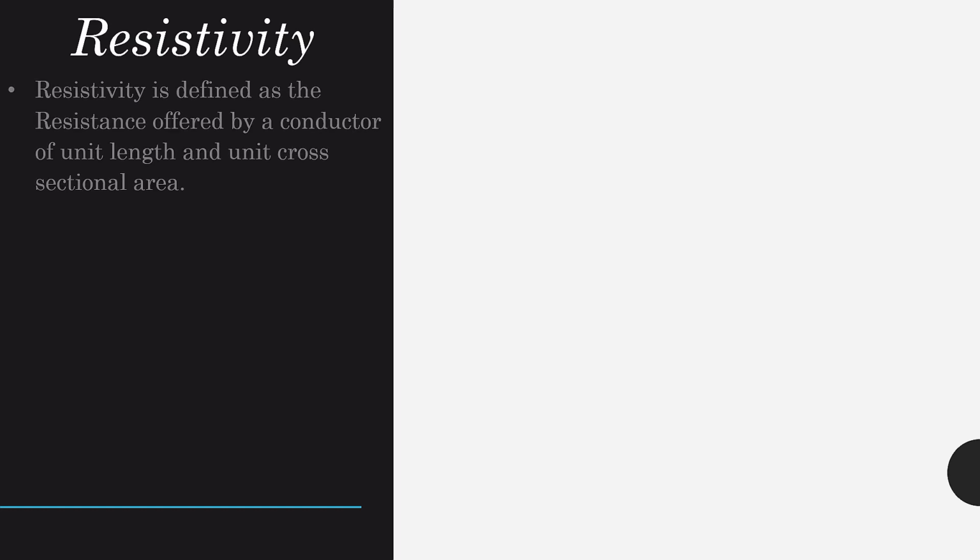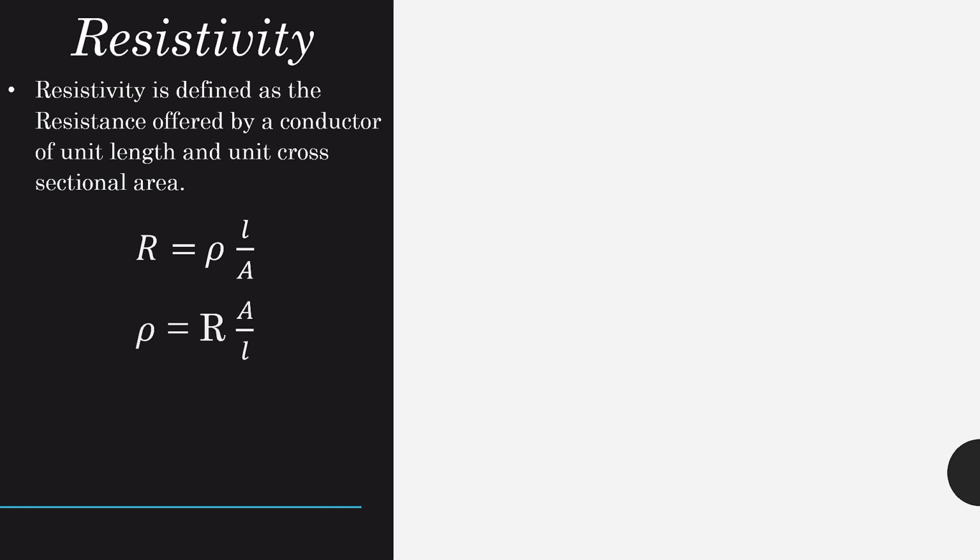Resistivity. Resistivity can be defined as the resistance offered by a conductor of unit length and unit cross-sectional area. If you remember, from the previous equation, R equals rho L by A, cross multiplying things, we get rho equals R A by L. If length is 1 and area is also 1, we have rho equals R. Hence the definition. The SI unit of resistivity is ohm meter.